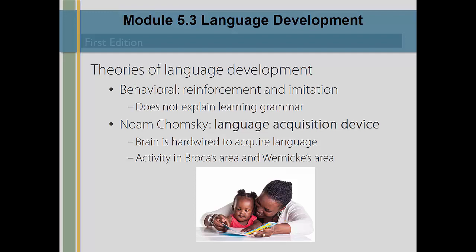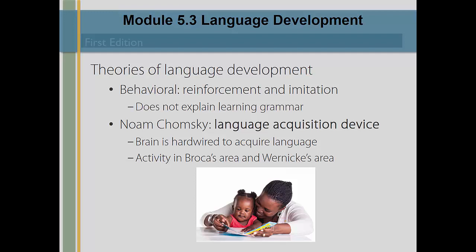Reinforcement and imitation play a role in language development, but they cannot account for learning grammar in a language. Noam Chomsky theorized that infants are born with a language acquisition device, or LAD, meaning that the brain is hardwired to acquire language. Evidence for Chomsky's language acquisition device points to greater activity in areas of the brain that process language, which is the left hemisphere, shortly after birth.